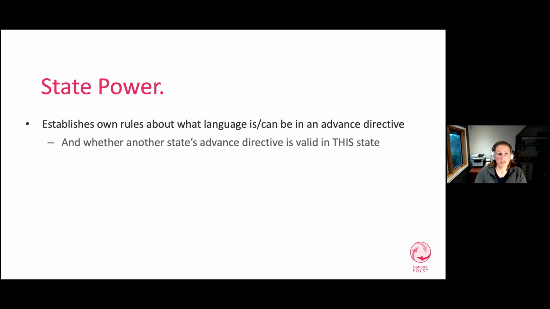And that means each state gets to establish their own rules about what language is and can be in an advanced directive. For example, in Idaho, you can write down on a napkin what you want. And as long as you've signed it, that is a legal advanced directive in that state. If you were to take that to Oregon, we would have some serious questions about the validity of that document. Because Oregon, like any other state, can decide what we consider an advanced directive in this state.